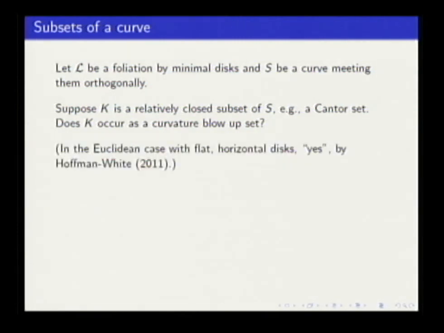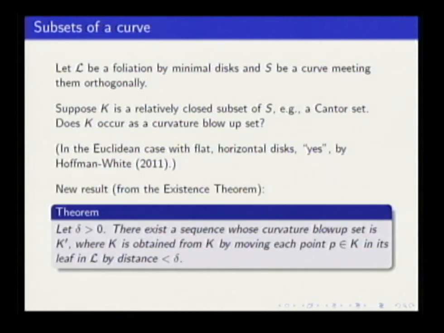So a few years ago, David Hoffman and I showed that if you're in the Euclidean case with flat horizontal disks, then the answer is yes. So if you take any closed subset of the z-axis, you can find a sequence of minimal embedded disks where the curvature blow-up set is exactly that set. Now for curves, we can do something, but not quite as much.